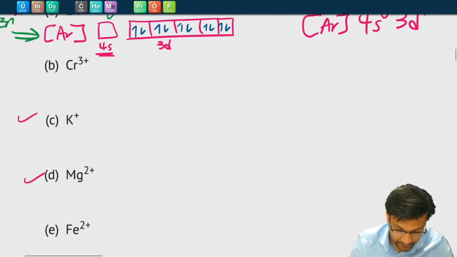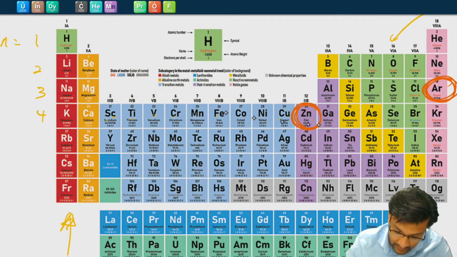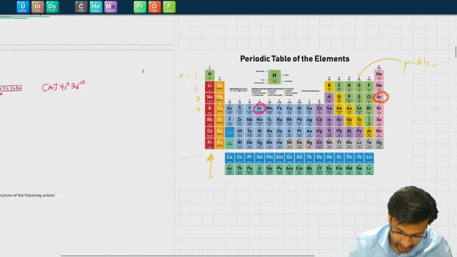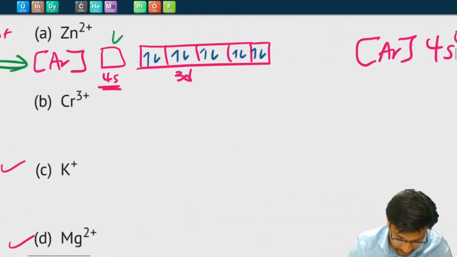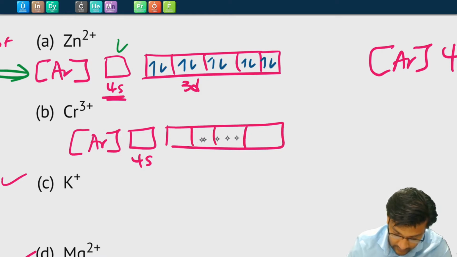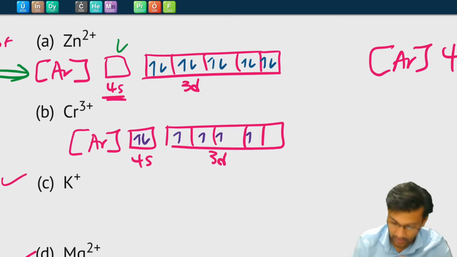Okay, let's do chromium. Again, let's go over to our periodic table. Let's see where chromium is. So chromium is right here. So again, we'll start with argon, then we'll go to 4s, then 3d, and we'll need 2 in the 4s and 1, 2, 3, 4 in the 3d. So let's do that. We'll start with argon. We have 4s, and then 3d. We'll need 2 in the 4s, and then 1, 2, 3, 4 electrons in 3d.